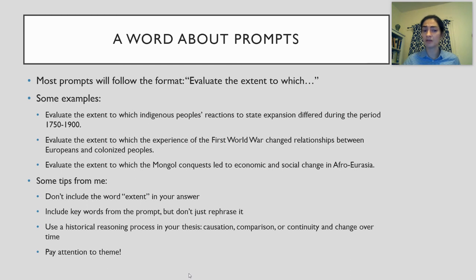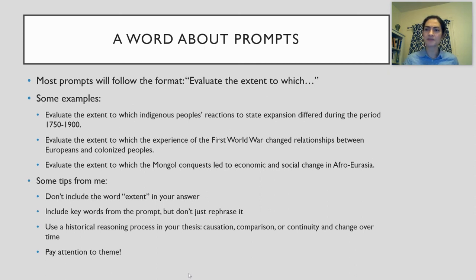My suggestion would be to think about the three historical reasoning processes. We've talked about this a little bit before. They are causation, so causes and effects; comparison, similarities and differences; or continuity and change over time. What changed, what stayed the same, considering this particular turning point.